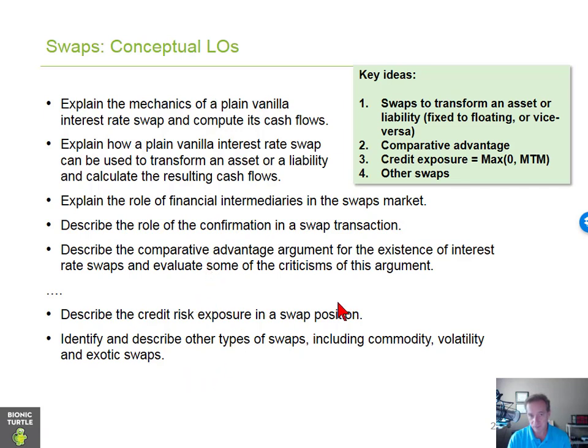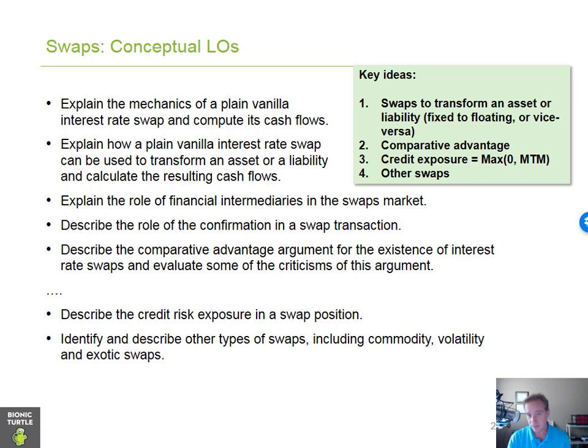So the conceptual learning objectives, I think your key ideas here are: one, the notion that swaps allow us to transform an asset or a liability. I'll show you more on that. Two, you do want to understand the concept of comparative advantage and why a swap can allow a company with comparative advantage to take advantage. Three, credit exposure. The interest rate swap is probably the best example of an instrument that is exposed to both credit risk and market risk.